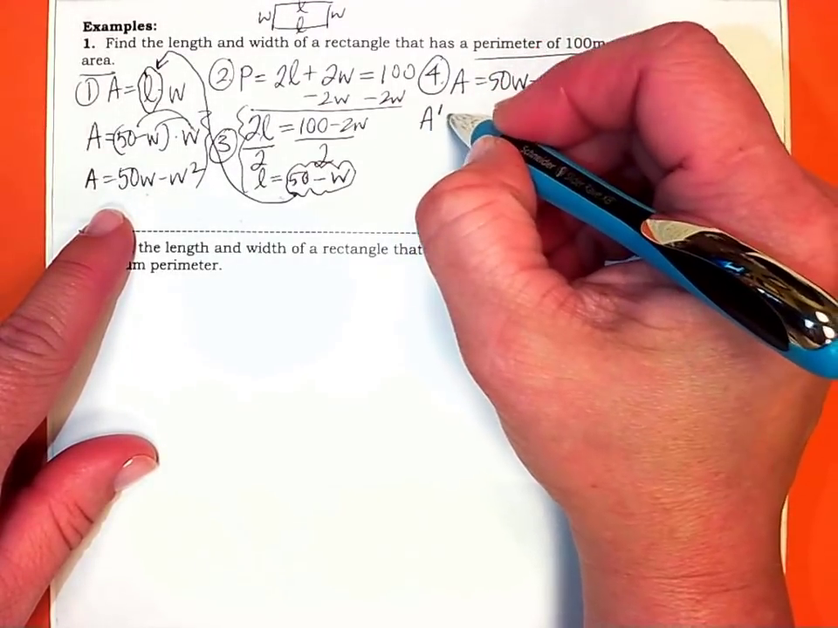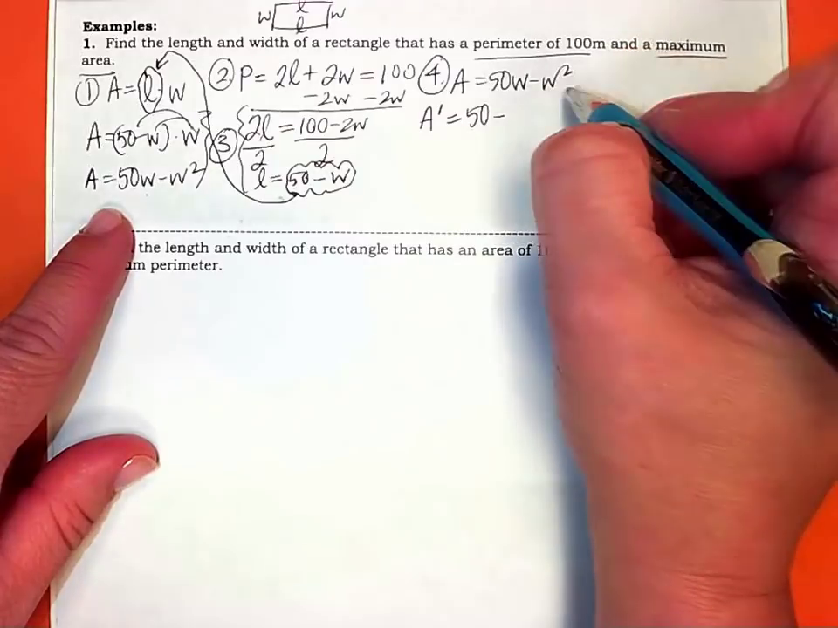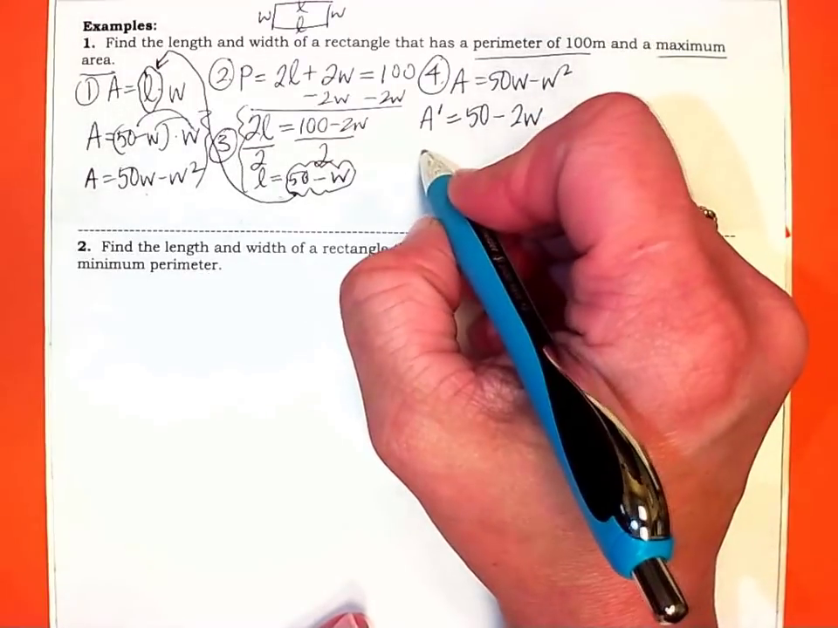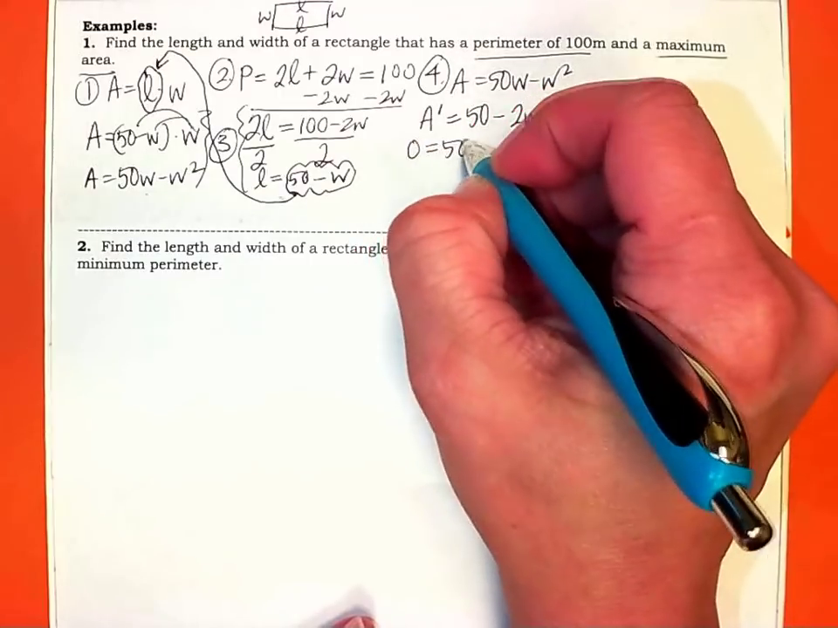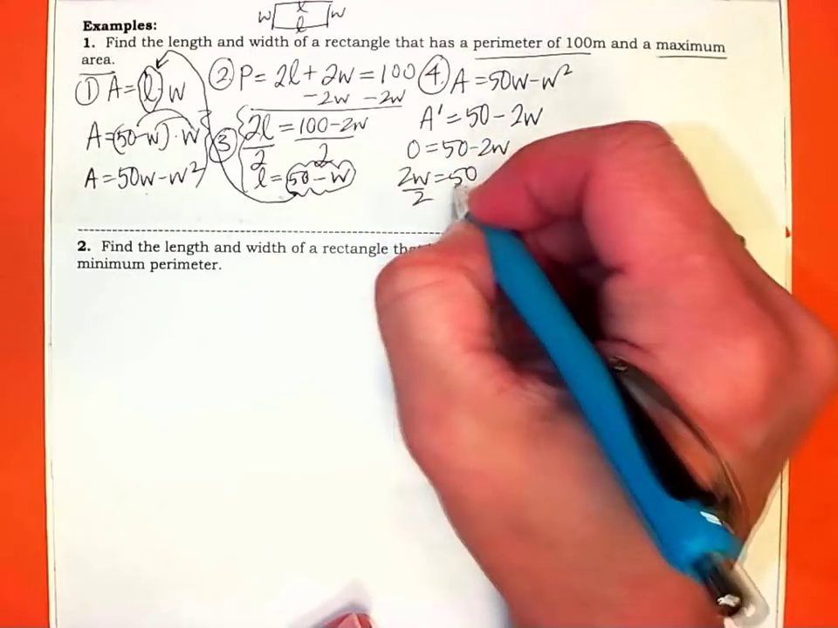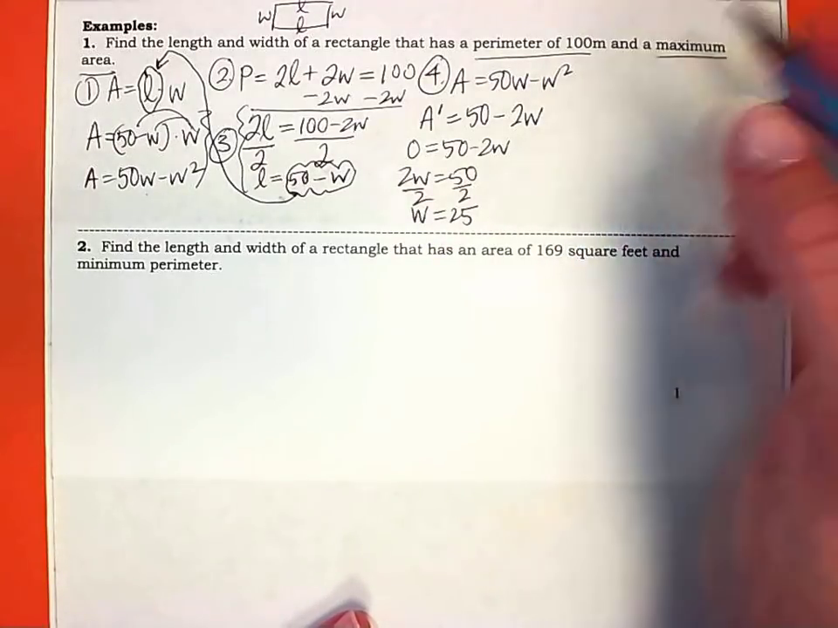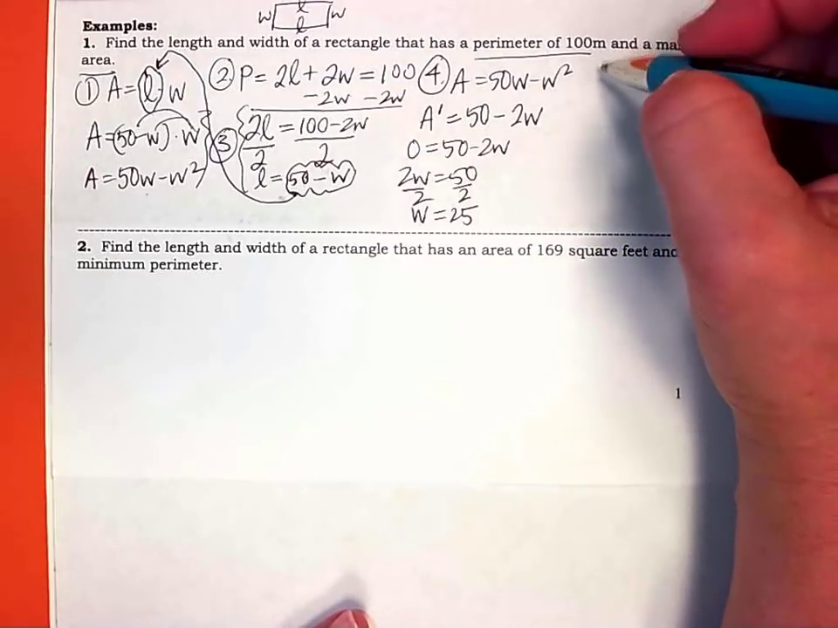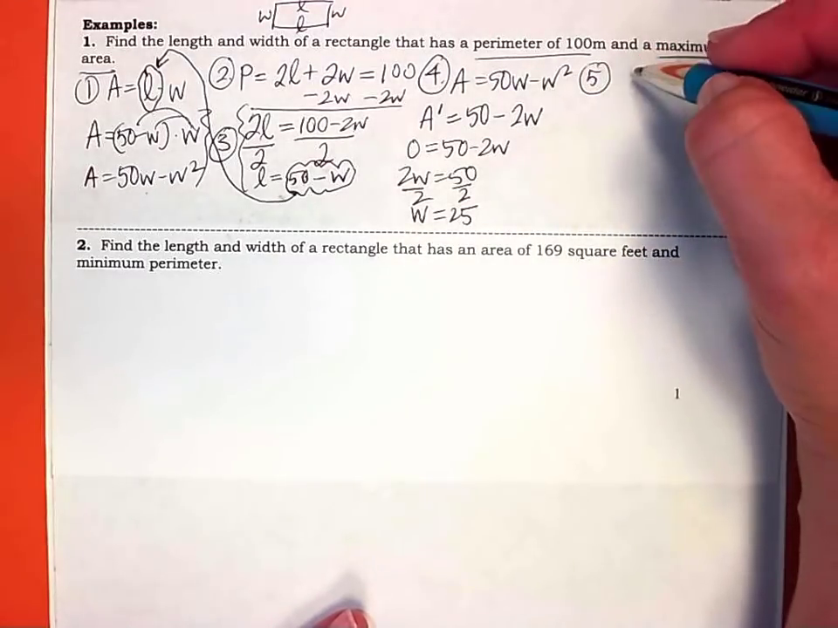Now we're looking at A prime. The derivative of 50W with respect to W is 50. The derivative of negative W squared is going to be negative 2W. And now to find the critical numbers, since that's a polynomial, I only need to worry about the equals 0 case. I'm going to add the 2W over, divide by 2, and that's going to give me that W is equal to 25. Now, I'm not completely done because I need to be sure that this does the job of maximizing. So this is where your analysis with the second derivative test comes in.